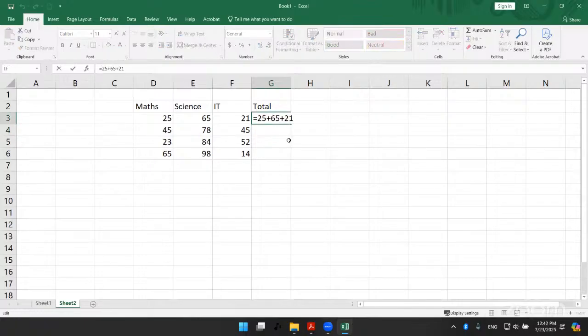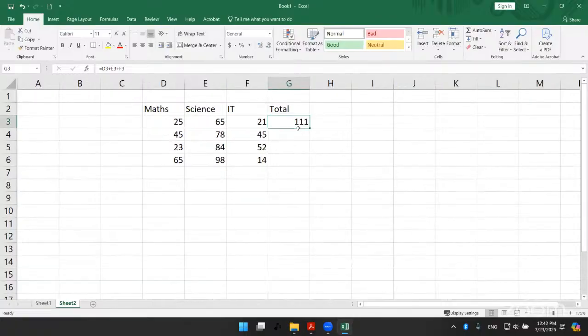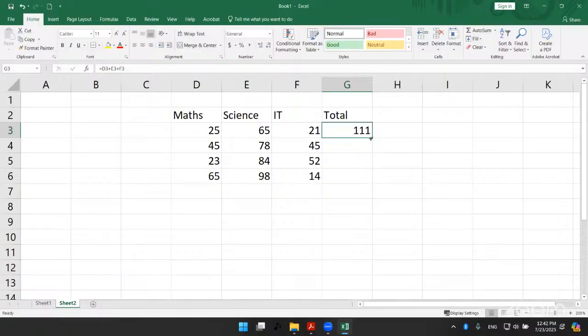In that case, we can write the expression using the cell address. So here, this one plus this one plus this one. So the answer will be like this. When we have the equation using cell addresses, here you can see there's a mark here. We call this one the fill handle. So what we can do is drag this fill handle here.